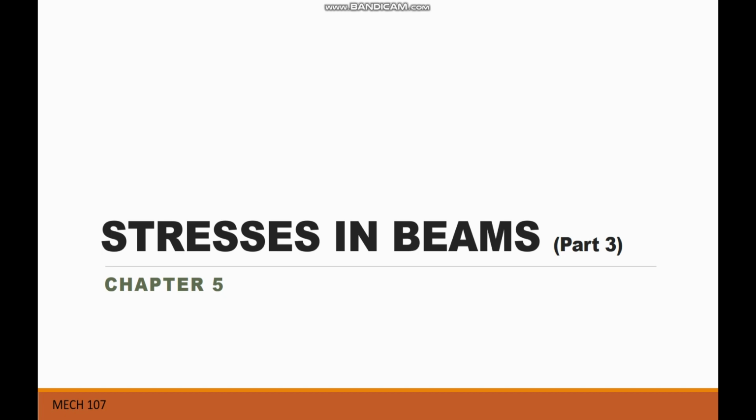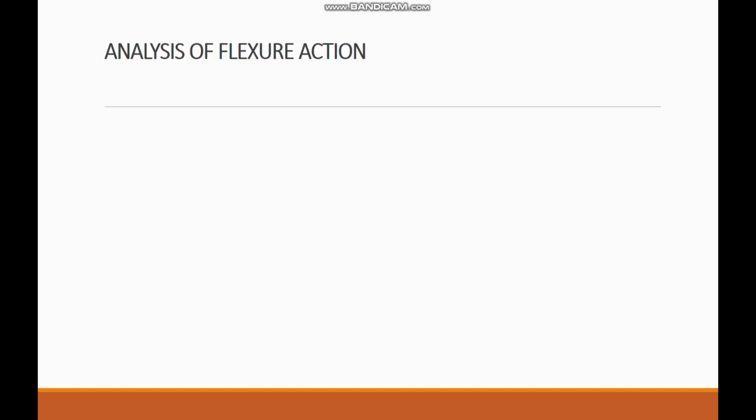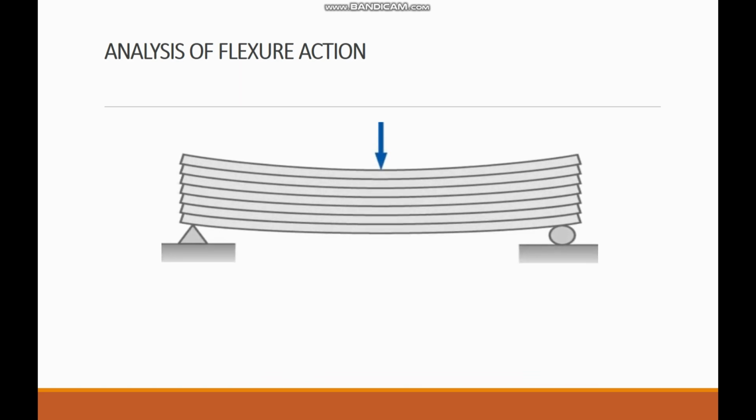So we are now on the third part of Chapter 5, Stresses in Beams. So let's discuss here the analysis of flexure action. I have here a figure that shows the bending of a layered beam. This beam is composed of many layers, and assume that it has no adhesive between each layer.